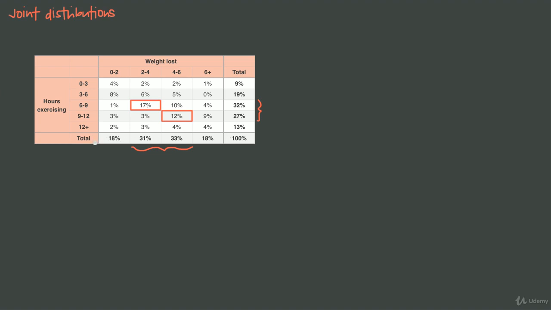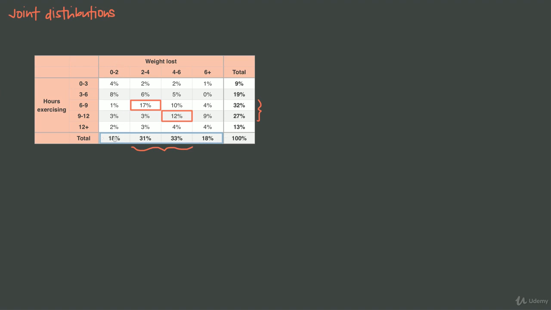The marginal distribution is in the margin. It's on the edge. That's a way to remember it. It's in the margin or on the edge. And so it's the total areas here. So if we want to look at marginal distribution for weight lost, that would just be this whole area right here. This sums up each column.